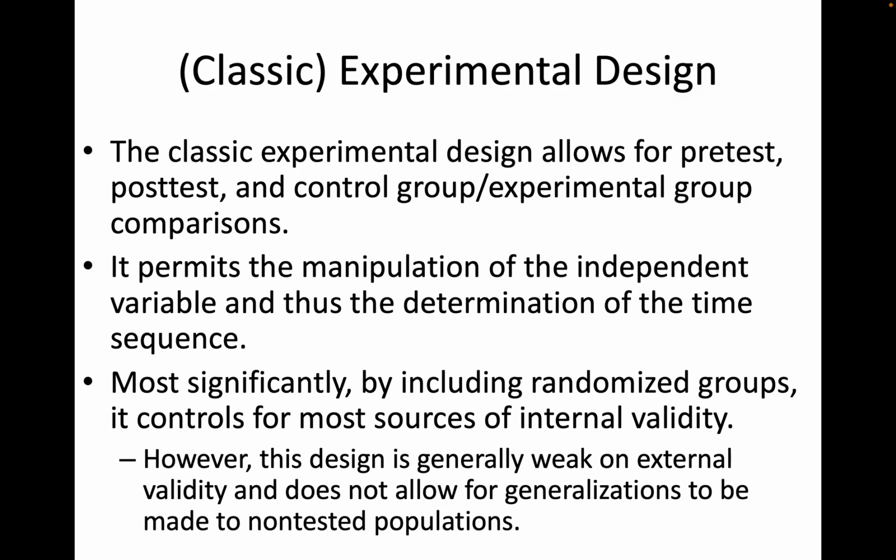The classic experimental design allows for pre-test, post-test, and control group and experimental group comparisons. It permits the manipulation of the independent variable and thus the determination of the time sequence. Most significantly, by including randomized groups, it controls for most sources of internal validity. However, this design is generally weak on external validity and does not allow for generalizations to be made to non-tested populations, and as has been said earlier, this is rarely used in social science.